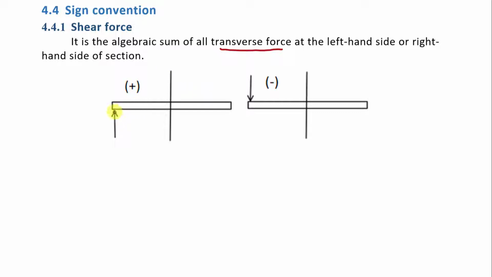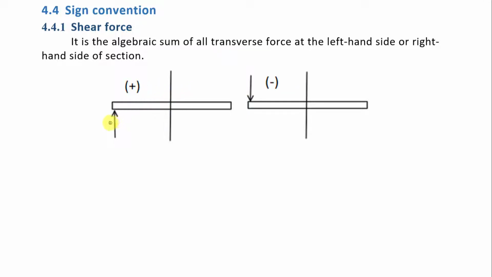Here we apply this transverse force in the upper direction at the left side of this section. So if the transverse force is in the upward direction at the left hand side of this section, then we will take it positive. And if this transverse force is in the downward direction at the left hand side of this section, then we will take it negative. That you have to remember. Okay? Now let us take a small example here.